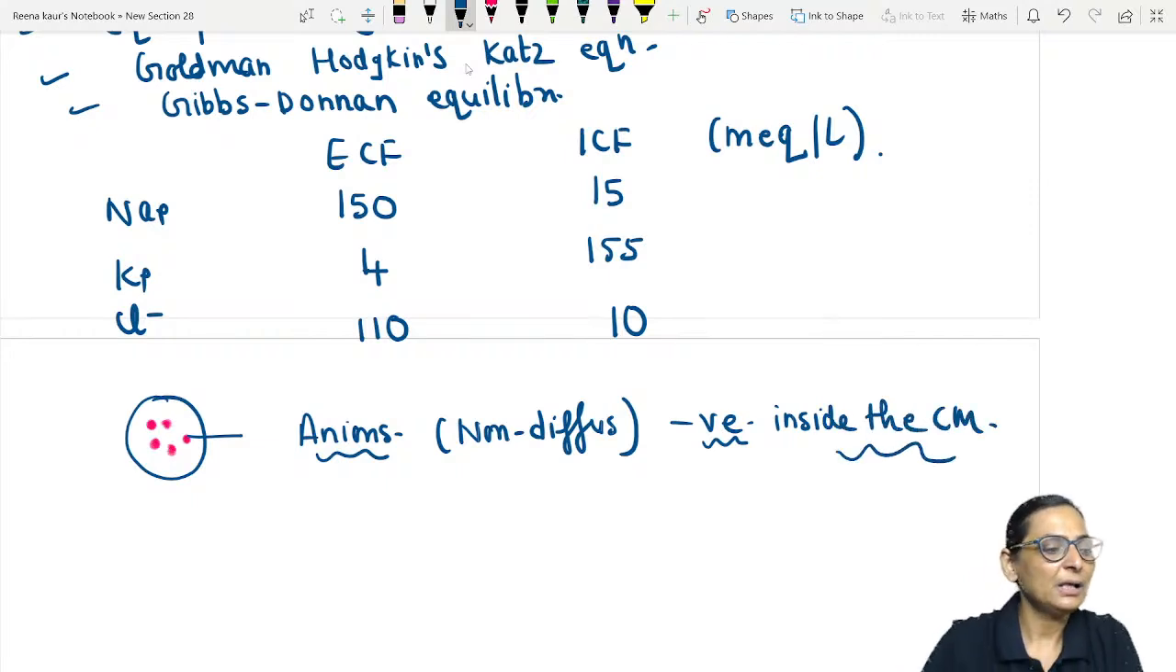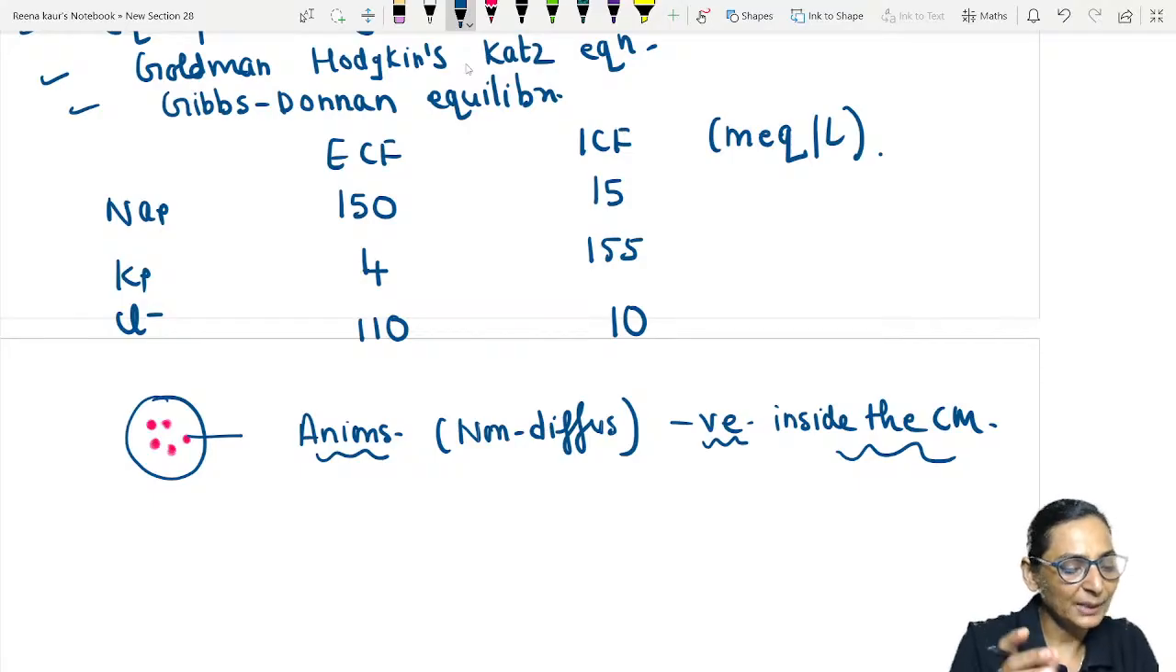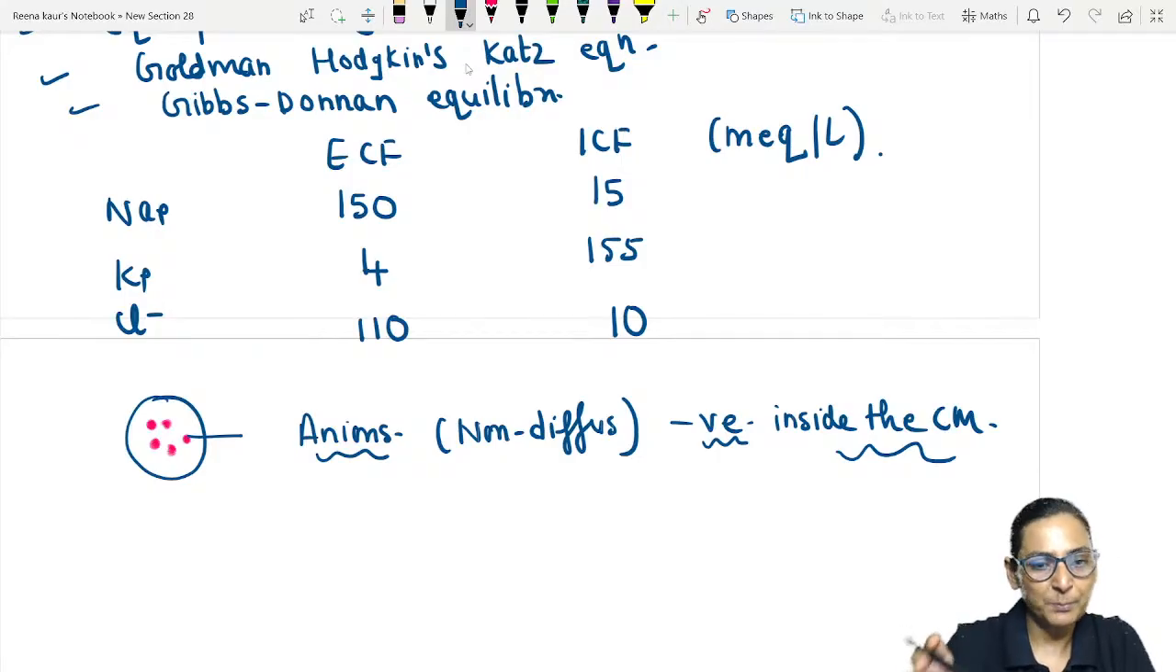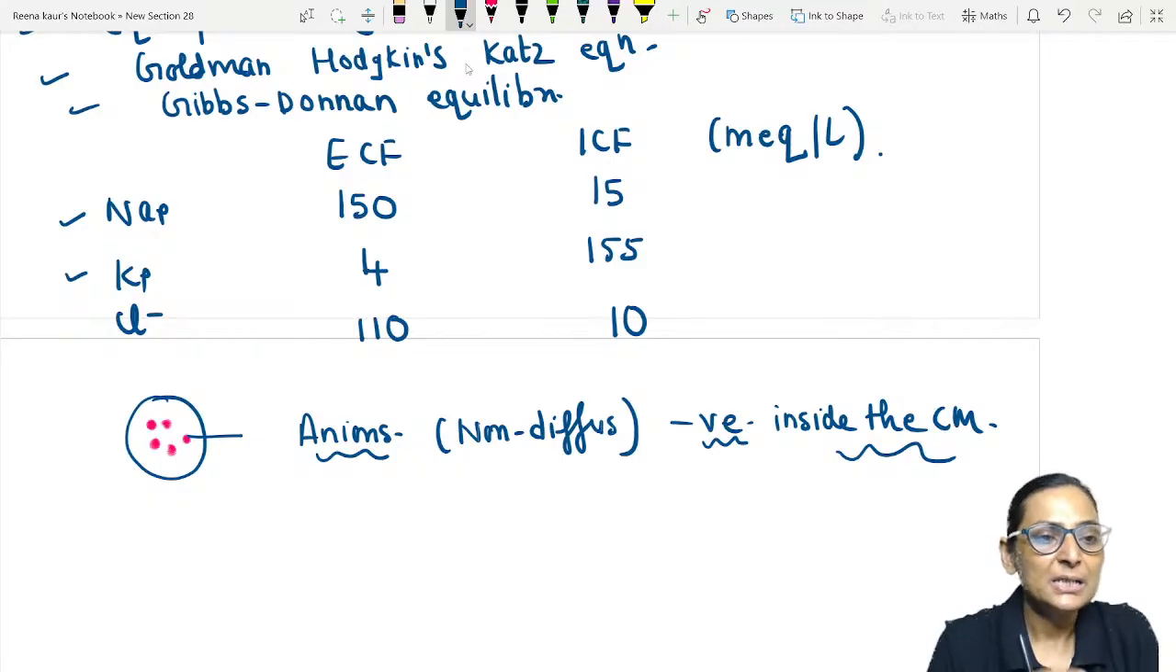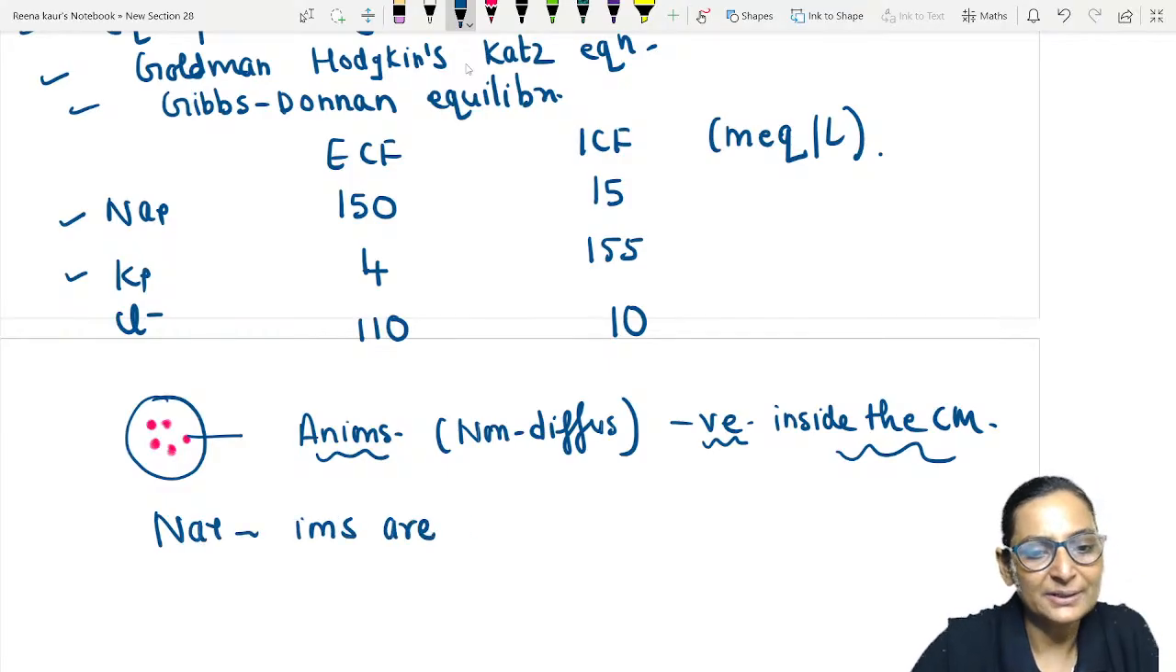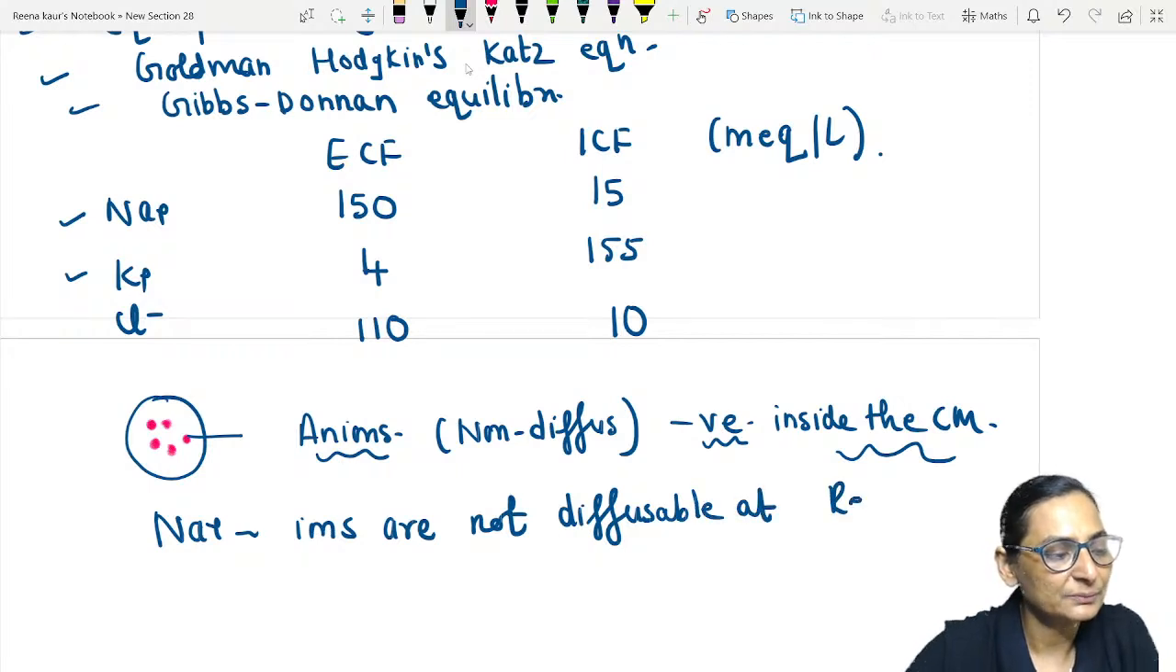Because of this, the cell will always be negative from inside. Why? Because there are proteins present inside the cell, and these are responsible for the negativity inside the cell, and they will attract positive ions. Because of this negativity, there will be attraction of positive ions and repulsion of negative ions. So what positive ions can enter? Sodium can enter, or potassium can remain inside the cell. Either can happen: either you don't let potassium go out, or you bring more sodium in. But that does not happen. Why? Because sodium ions are not permeable at rest. You can say not permeable or not diffusible at rest, right?